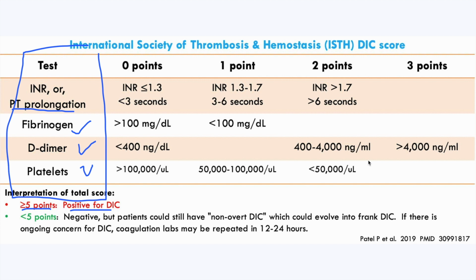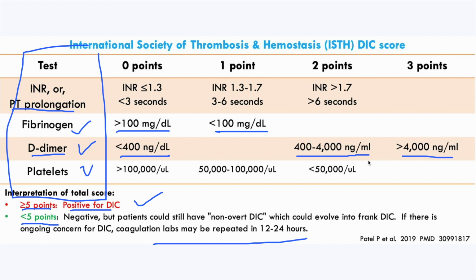It takes into account, for example, D-dimer: if it is less than 400, it will be 0 points. If it is 400 to 4000, it will be given 2 points. If it's more than 4000, it's given 3 points. Similarly, for fibrinogen, more than 100 is fine, but if it's less than 100, it is given 1 point. Similarly, we add up, and if the points are 5 or more, it is positive for DIC, and if it is less than 5, then it's negative. But if there is ongoing concern for DIC, that means the clinical suspicion is very high, so this test can be repeated after 12 to 24 hours.